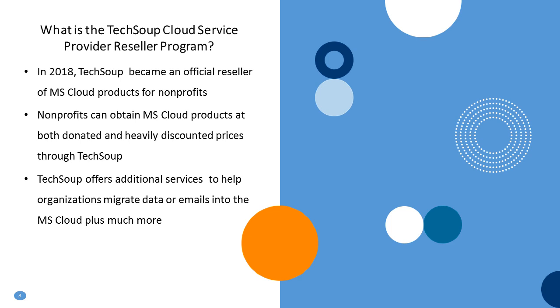Talking about what the TechSoup Cloud Service Provider Reseller Program is. Earlier this year in 2018, TechSoup became an official reseller of Microsoft Cloud products for nonprofits. This way we are able to connect your nonprofits to all the Microsoft Cloud services and solutions offered. Nonprofits can now obtain Microsoft Cloud products at both donated and heavily discounted prices through TechSoup. And after you get your Office 365 products, we also offer additional services to help your organizations migrate your data and even your emails into the Microsoft Cloud platform.